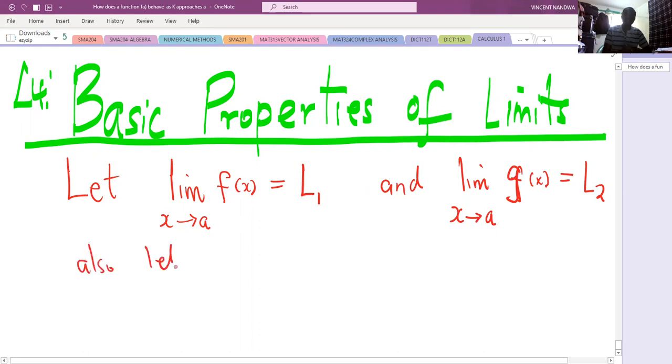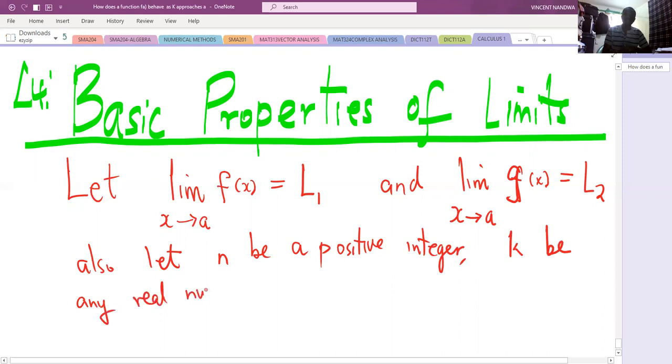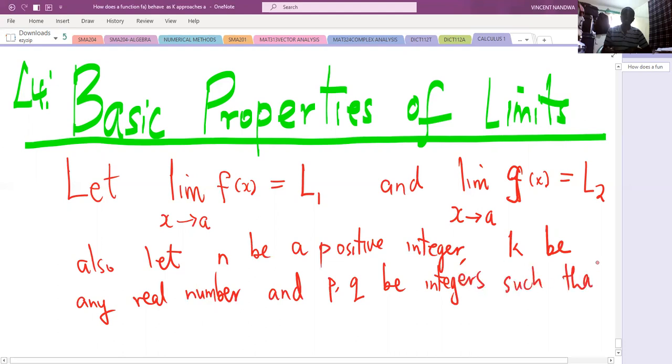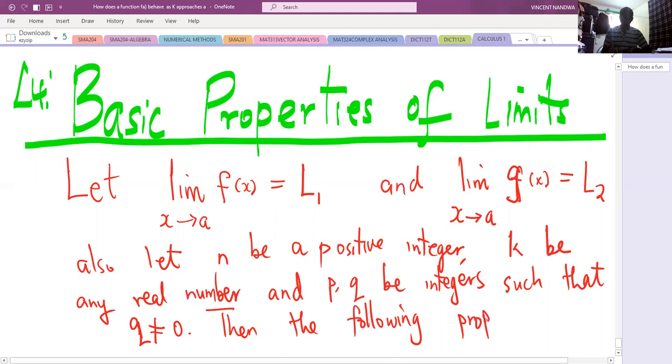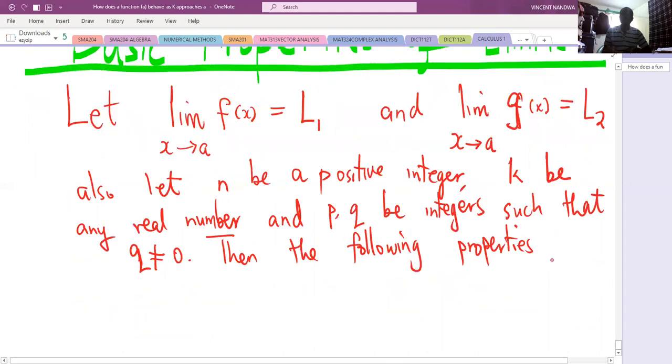Also, let n be a positive integer, k be any real number, and p and q be integers such that q is not equal to 0. Then the following properties are true.